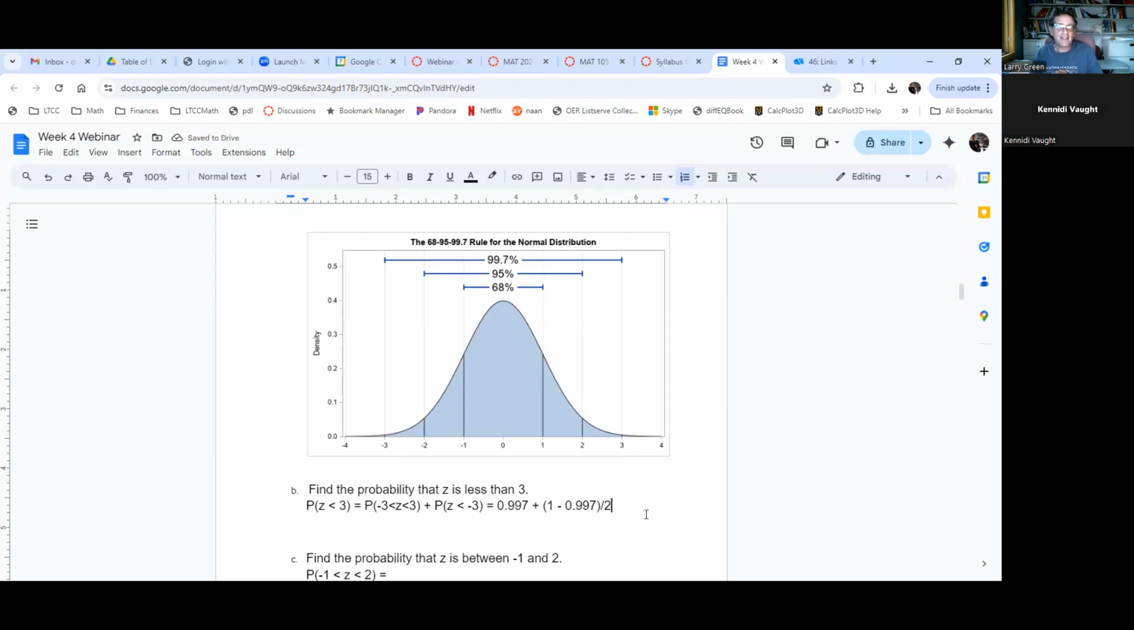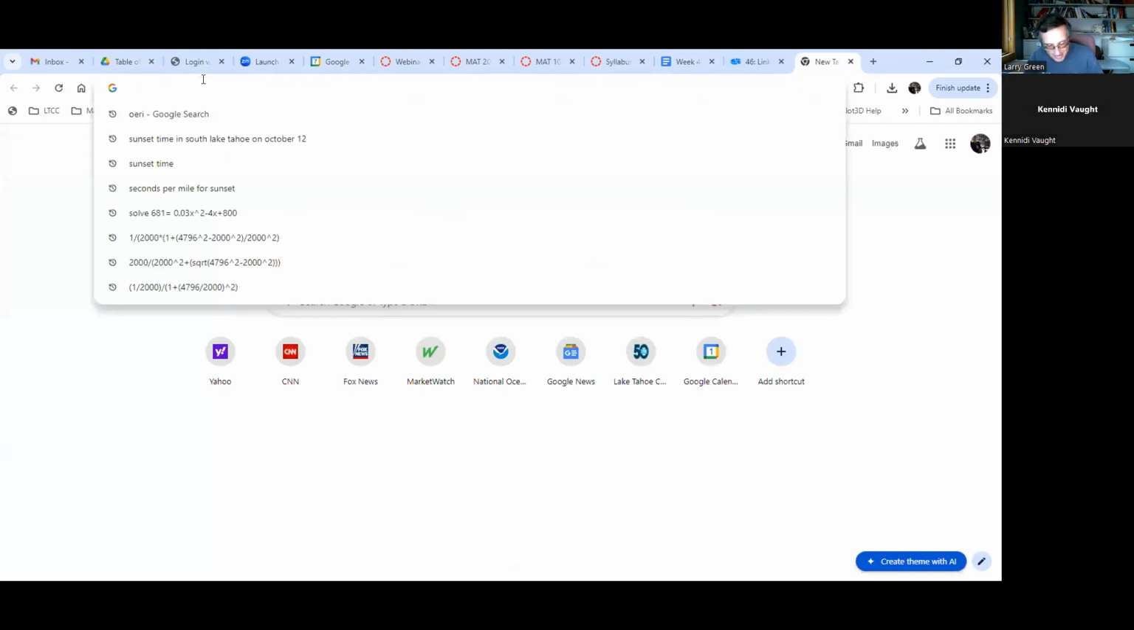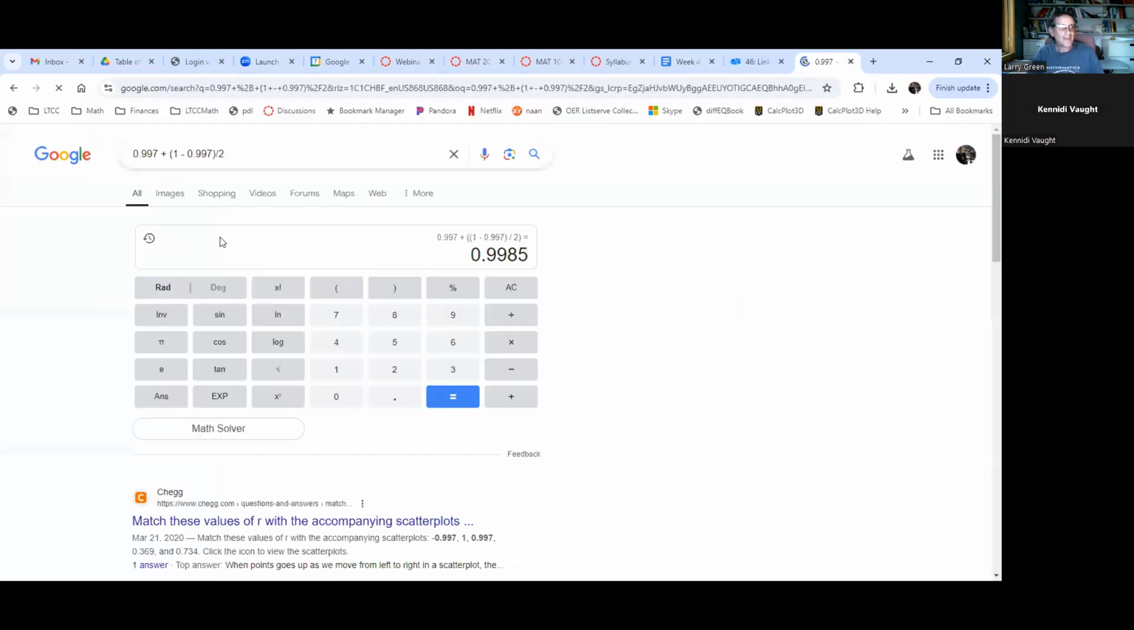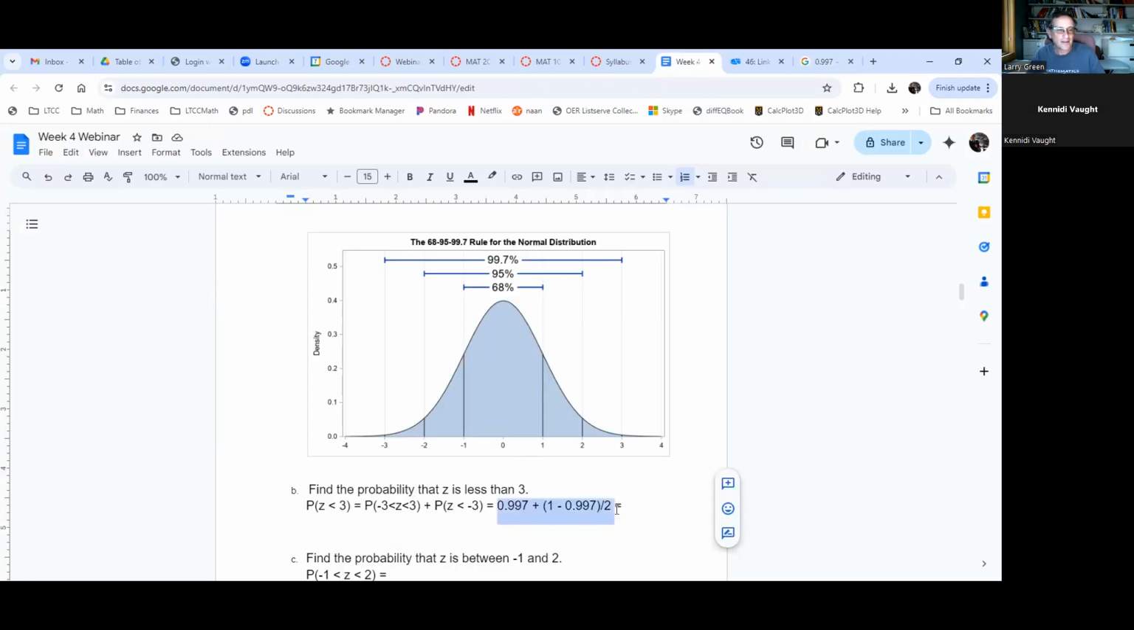Any questions on that idea? Okay, so the rest is very basic. I just take that. Easiest is copy and paste. I'm going to copy. I'm going to paste it right into the browser. Hit enter, and there we go. 0.9985. Any questions on that idea? Okay, so now let's look at the next one.